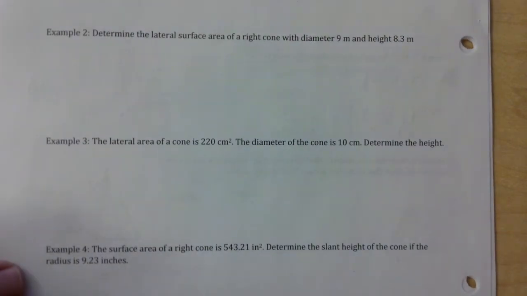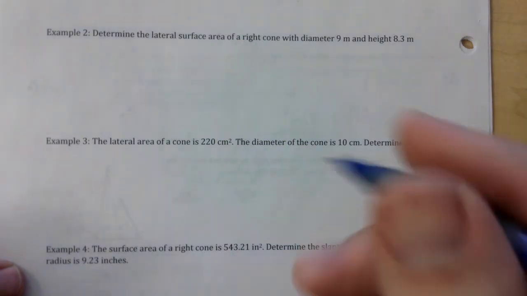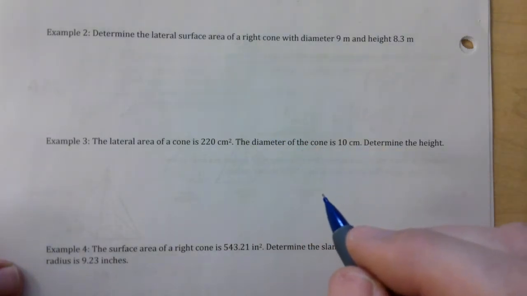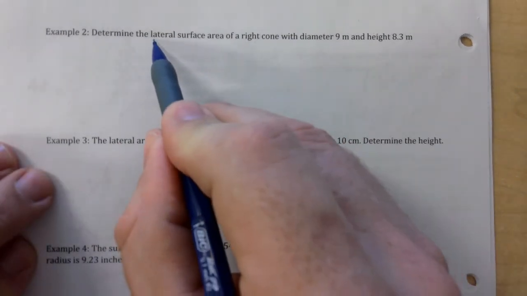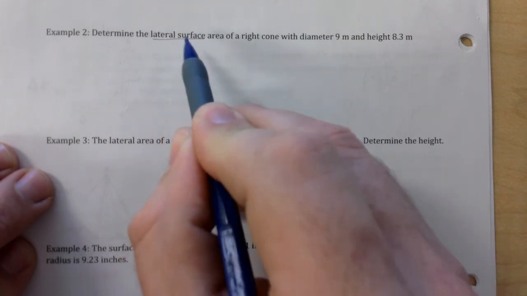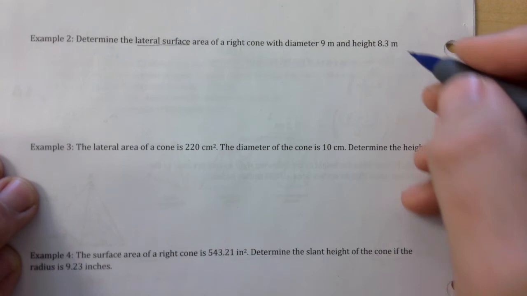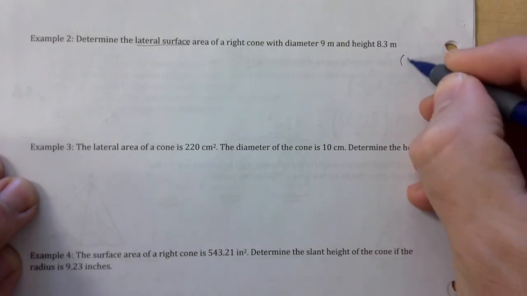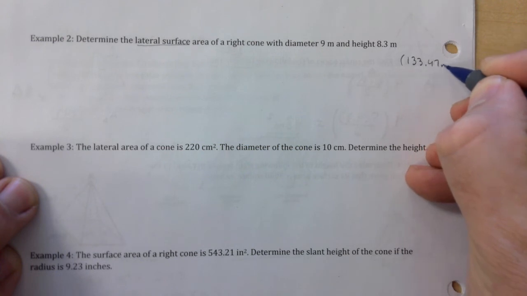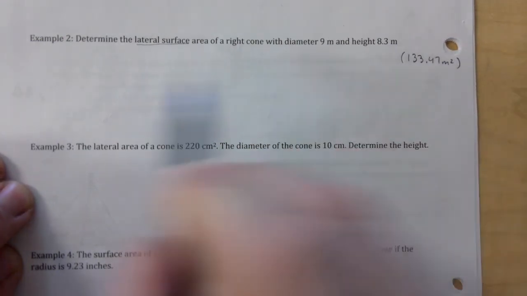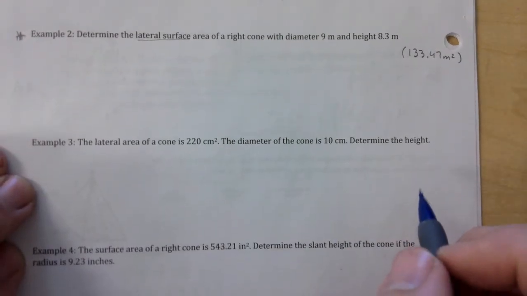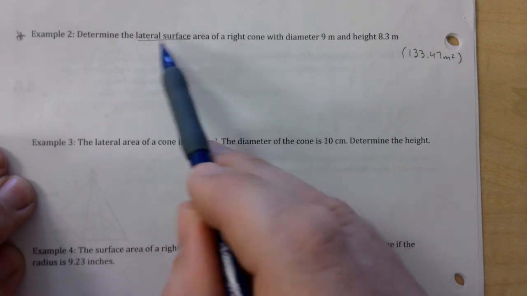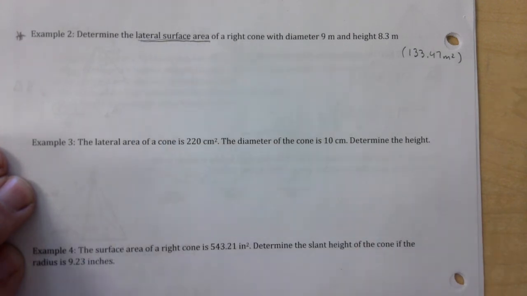Page 14. I'll just scan a little bit. Okay. Lateral surface area. I'll also give you the answer to that, and tomorrow I'll go over it. So just put it on the side here. 133.47 square meters. So this is another one I want you to try. Put a star on it. And notice the wording, lateral surface area, right? I emphasize that point there.